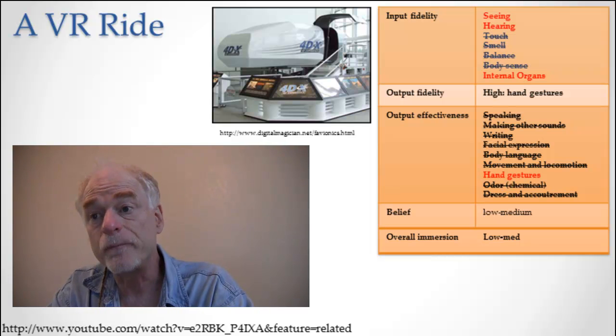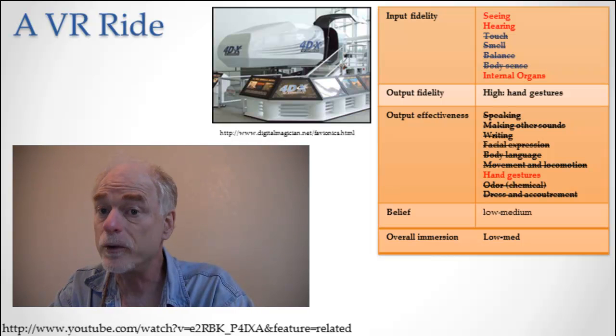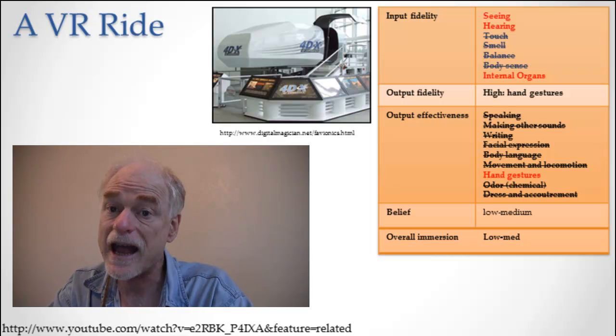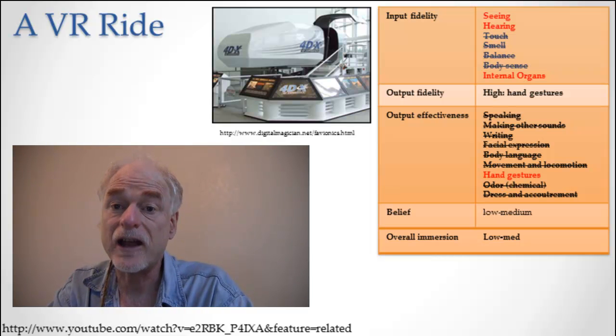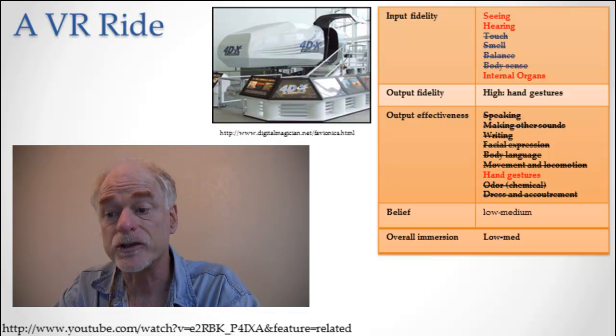So that's the VR ride. It's our first example of one that has actually some output in it. Books and movies don't have output. They only have input, but they still generate that high immersion. The VR ride, even though it has more input and it has some output, doesn't generate the same amount of belief and immersion.